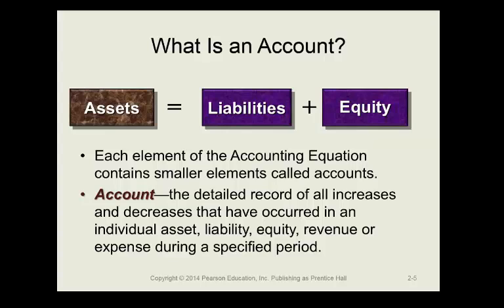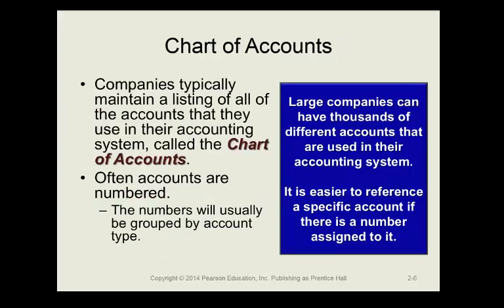In Chapter 1, when we talked about what an asset is, cash is an asset, anything of value that we're going to use to generate revenue is an asset. So cash, accounts receivable, equipment, all of those are going to have their own account within assets. It's the detailed record of all of the increases and decreases that are going to occur in those individual items during this period. Even our liabilities are going to have those individual accounts, and same thing for equity. That's where we're going to keep up with all of the detailed changes in each of those items.